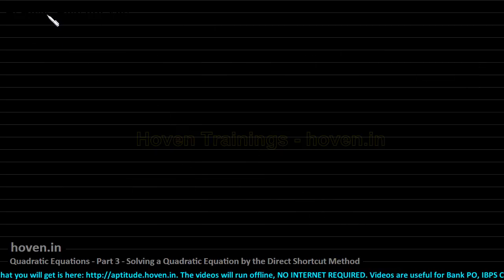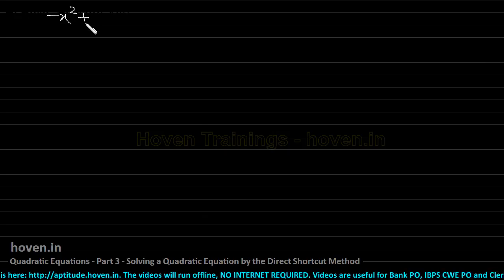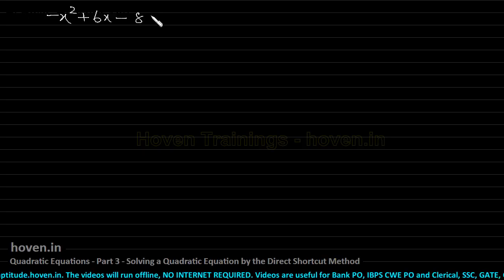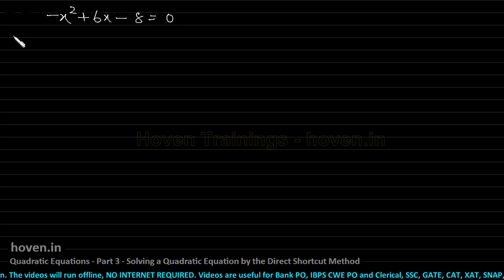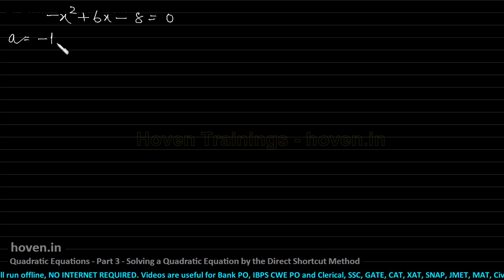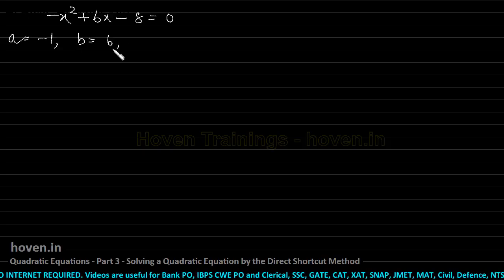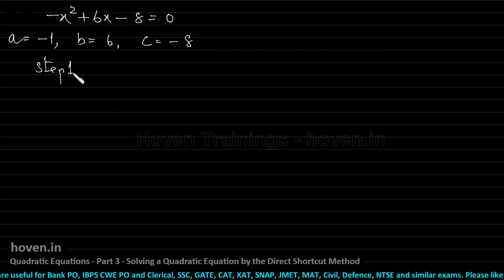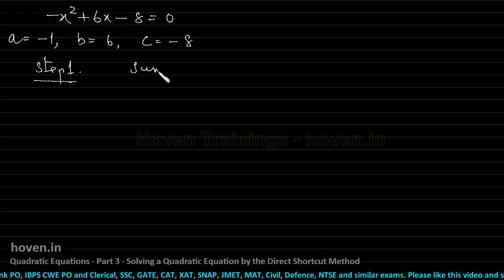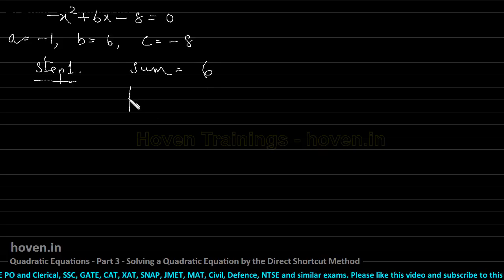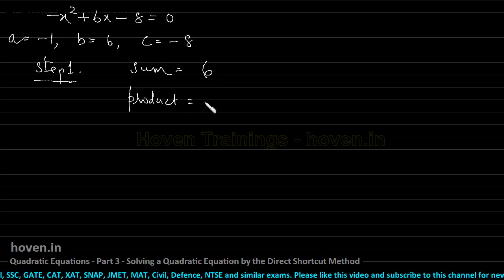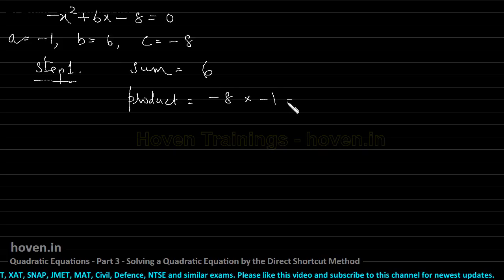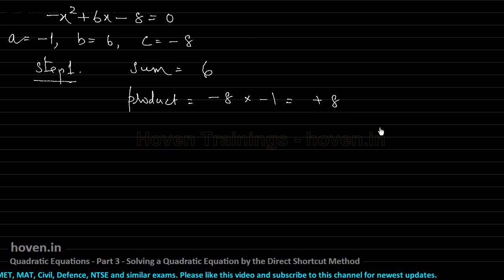Let us practice along another question. This question says, solve this quadratic: minus x square plus 6x minus 8 equal to 0. So as our step 1, let us isolate: A is minus 1, B is 6 and C is minus 8. So in our step 1, what will we find? Two numbers whose sum is equal to 6 and whose product is equal to minus 8 multiplied by minus 1, equal to plus 8.